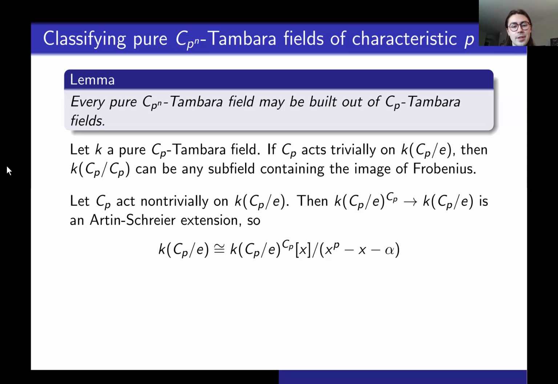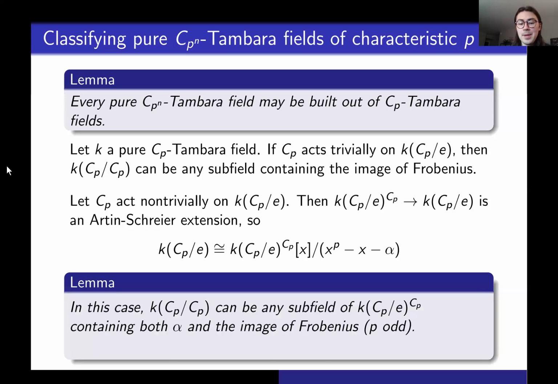So if it acts non-trivially on this CP mod E level field, then the inclusion of fixed points is an Artin-Schreier extension. It's a Galois extension with Galois group CP. In particular, it is the quotient of a polynomial algebra in one generator by an Artin-Schreier polynomial, x to the p minus x minus alpha, where alpha is fixed by the CP action. In this case, we can also say what all of the possible behavior is. For p odd, the CP mod CP level can be any subfield of the CP fixed points which contains the image of Frobenius as before, and additionally, it has to contain alpha. Any choice that meets those criteria will give you a CP Tambara field.